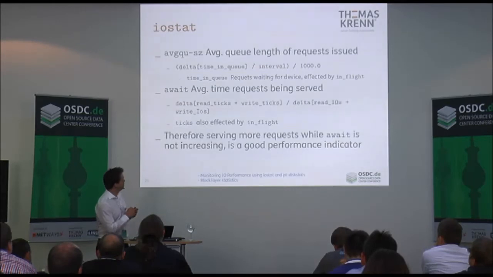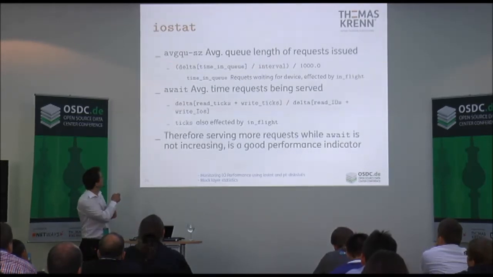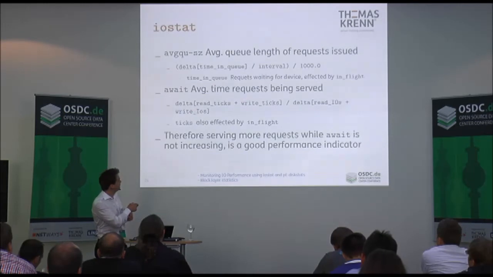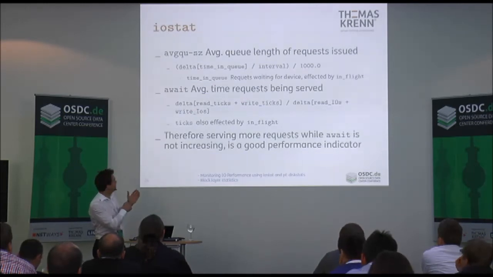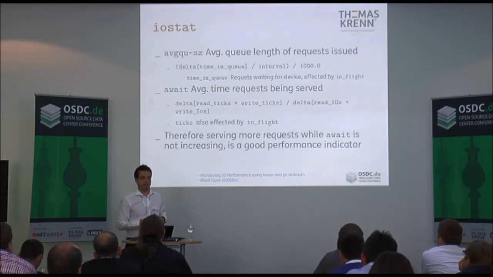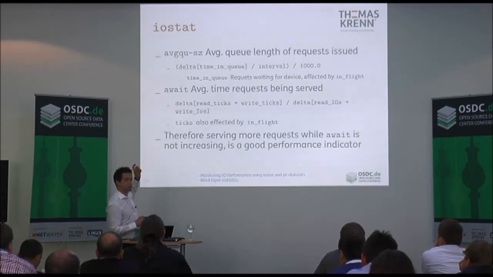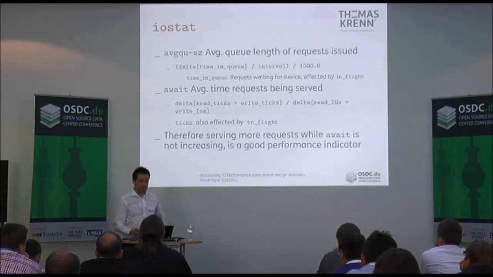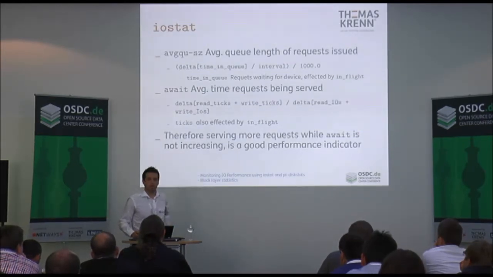But you have to keep in mind that you have to look at both indicators. You have to take a look at the average queue length, and you also have to take a look at the average time the requests need to be served. If you can serve more requests, but also the average waiting time increases a lot, then you don't have a better device because both are increasing. But if the average queue size increases and the waiting time stays the same, then your device can serve more requests in the same time. So these two numbers together are a good indicator for good performance of your block device. I've just summed this up in this sentence here: serving more requests while the waiting time is not increasing is a good performance indicator. These two numbers are from the extended device utilization report of IOSTAT.